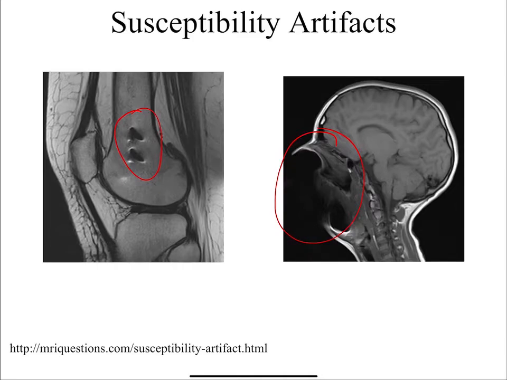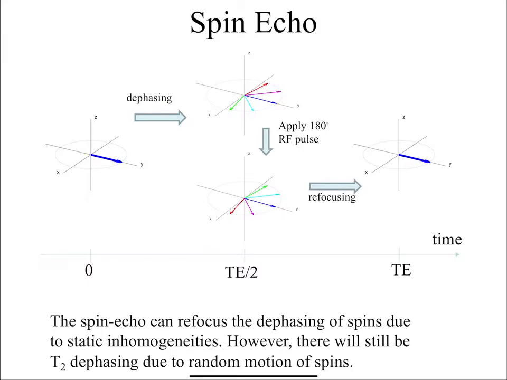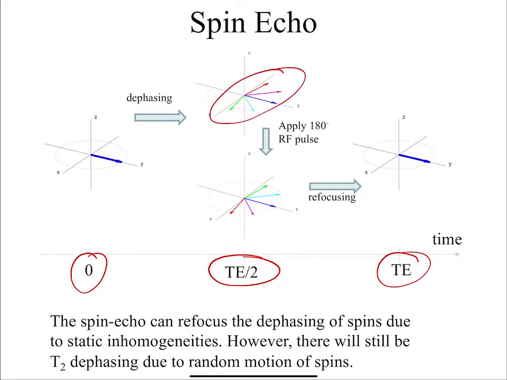All right. So the way to solve it is to do what's called a spin echo. We start off at time equals zero, and this is the echo time, TE, which is where we're going to acquire the center of k-space. Halfway in between, at echo time over two, we look at the spins, and they've dephased. The green one has precessed a little faster, the red one has precessed a little slower.